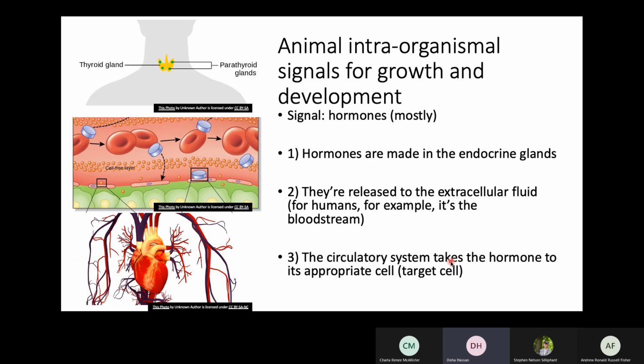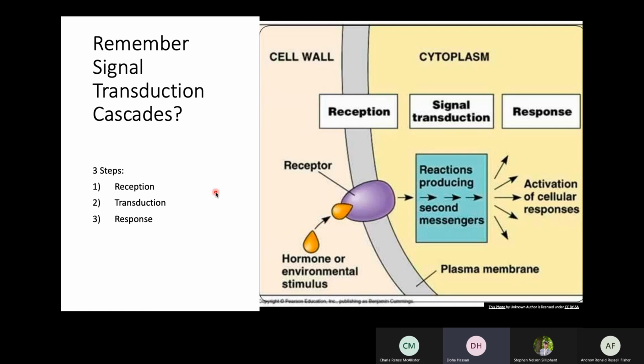That circulatory system is going to take the hormone to the appropriate cell, which we would call the target cell. At the target cell, there's going to be a receptor protein either embedded in the membrane of the cell or within the cytoplasm of the cell, depending on the signaling molecule and whether it's hydrophobic or hydrophilic. The signal is going to bind to that receptor molecule, and then it's going to initiate the signal transduction cascade that we talked about right here. So this is that last step where the signal arrives at the receptor, and then you go through all those steps until you get your response.